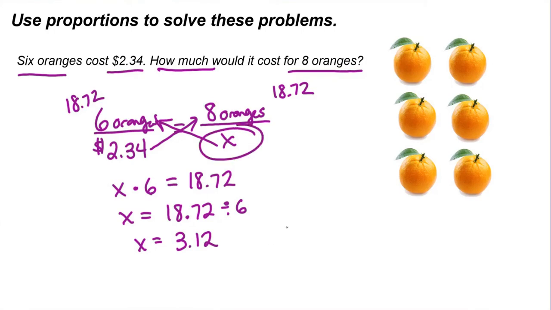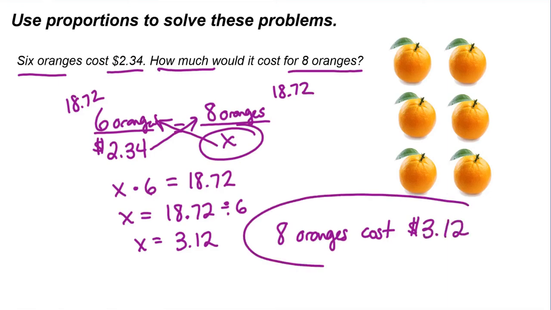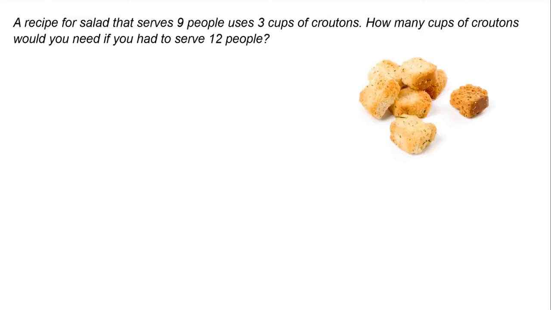So that tells me that 8 oranges cost $3.12. So that's using a proportion to solve this real-world problem. Let's try another one. A recipe for a salad that serves 9 people uses 3 cups of croutons. How many cups of croutons would you need if you had to serve 12 people?